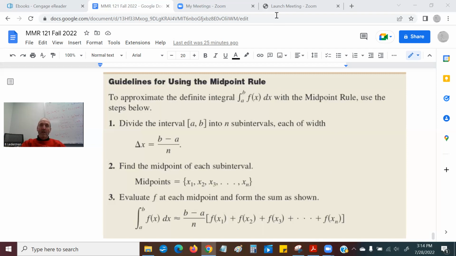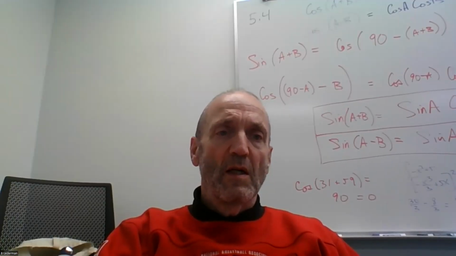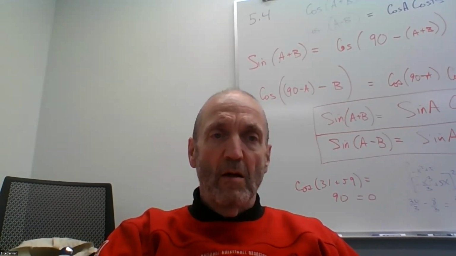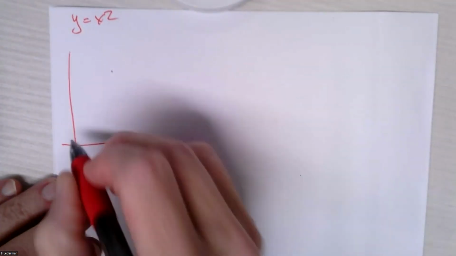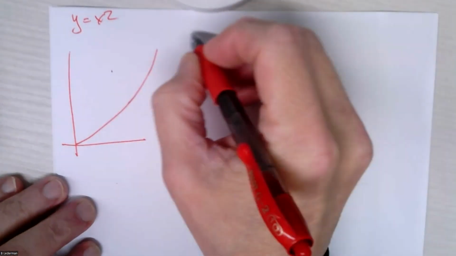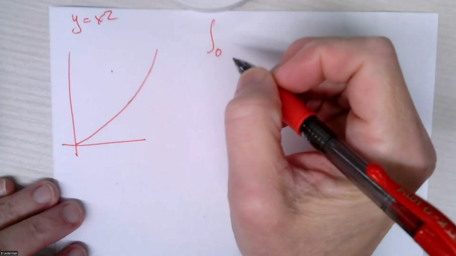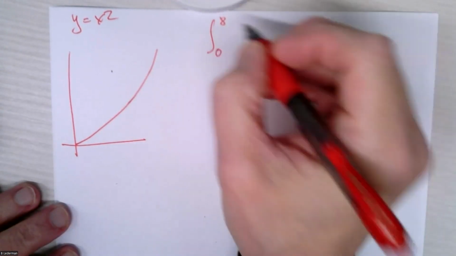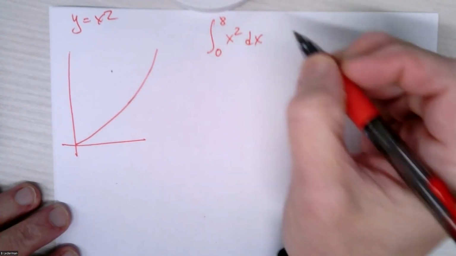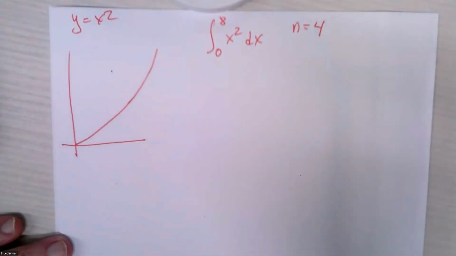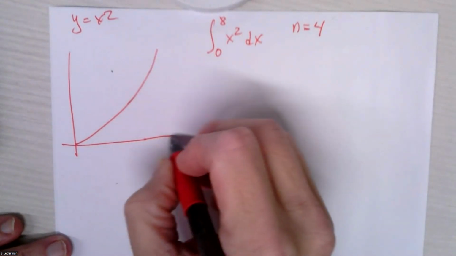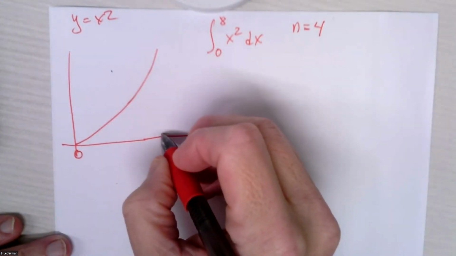So let me stop my share, switch my camera, and we're going to move on to a new case. We're going to look at a very simple curve, y equals x squared, a parabola. We want to find the integral from zero to eight of x squared dx, and I'm going to let n equal four. In other words, there are going to be four subintervals. So this is zero, and this here is eight.